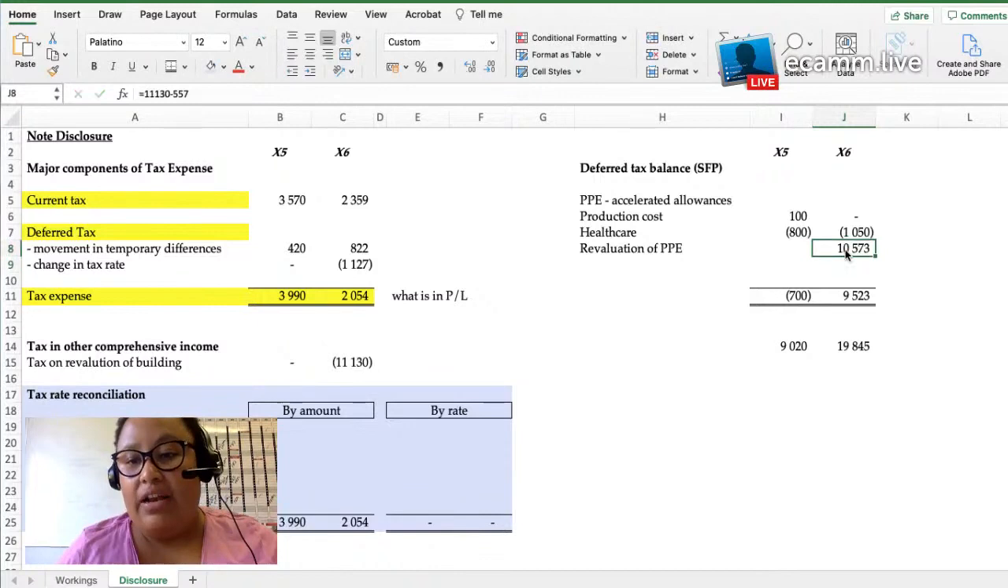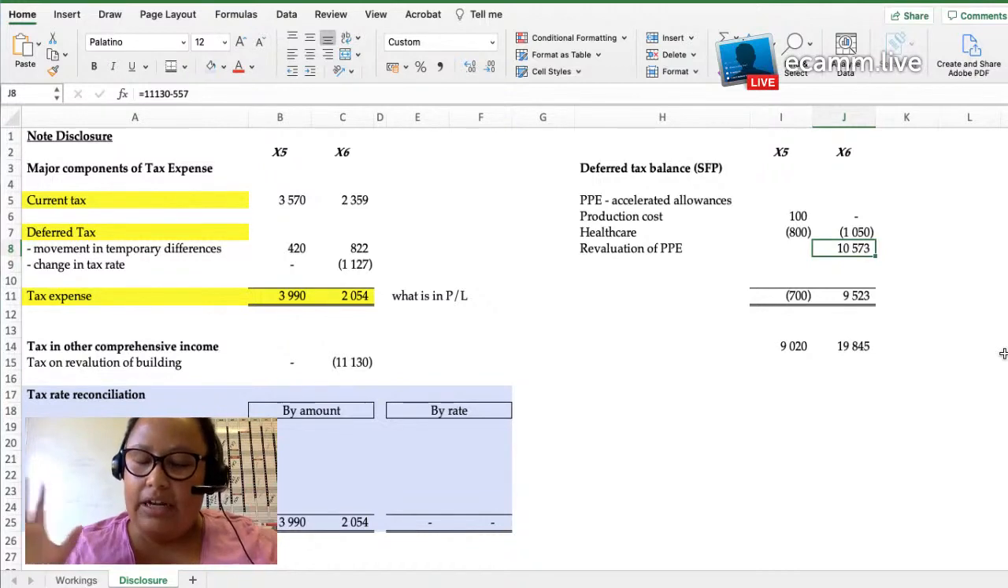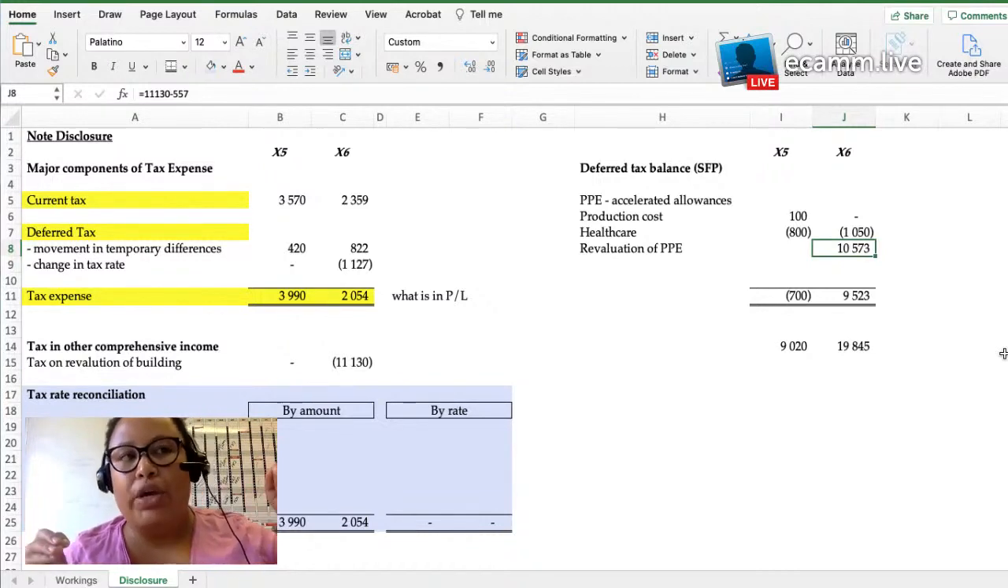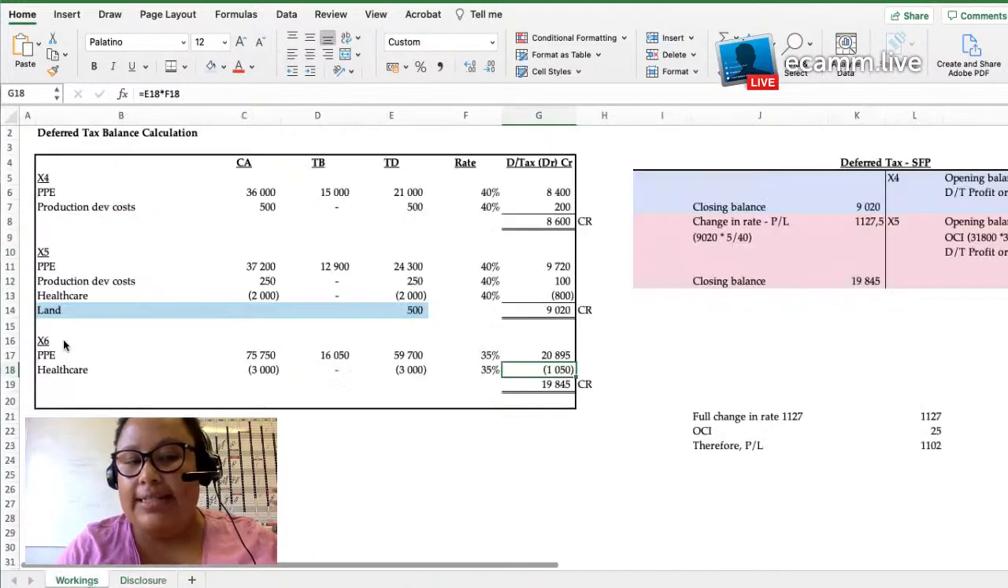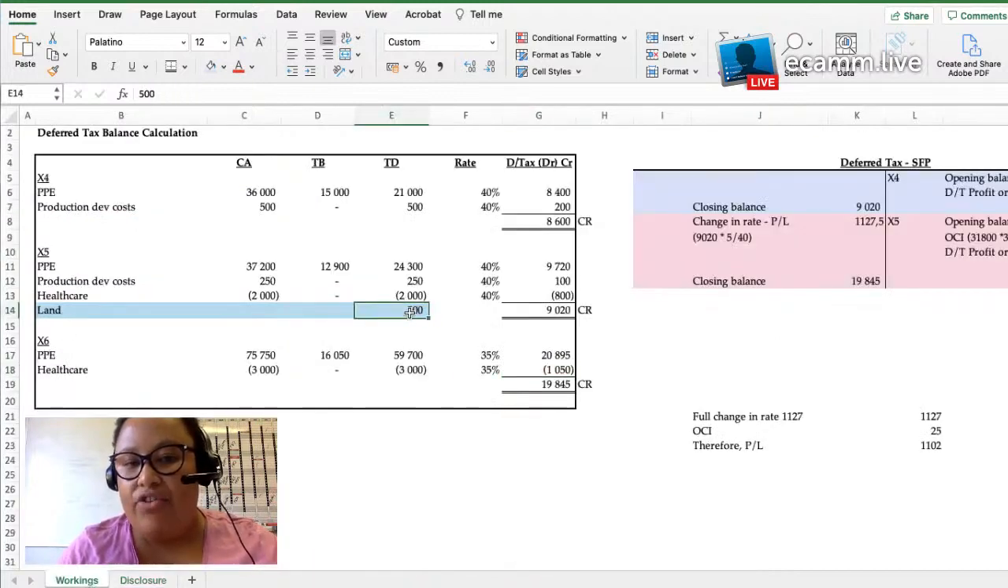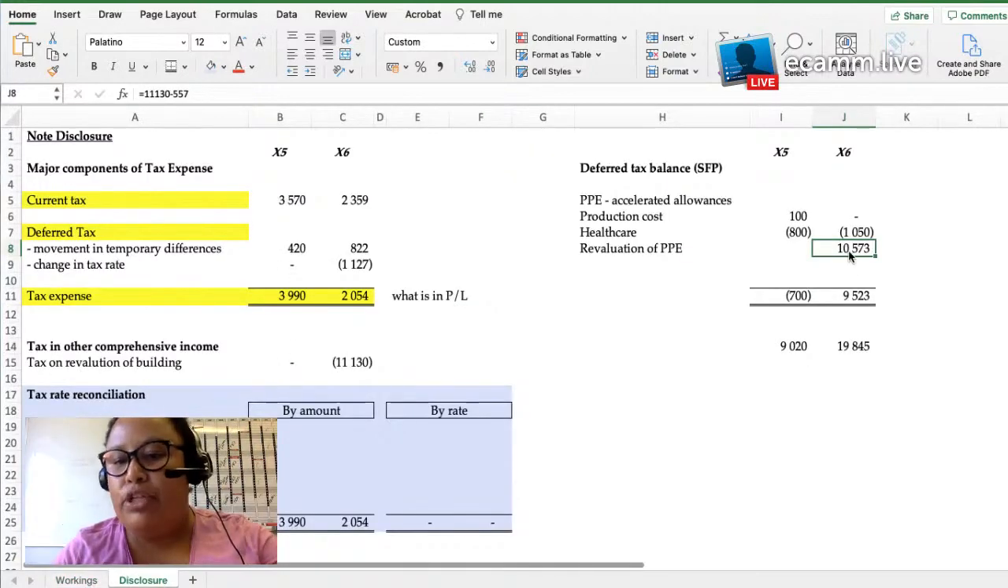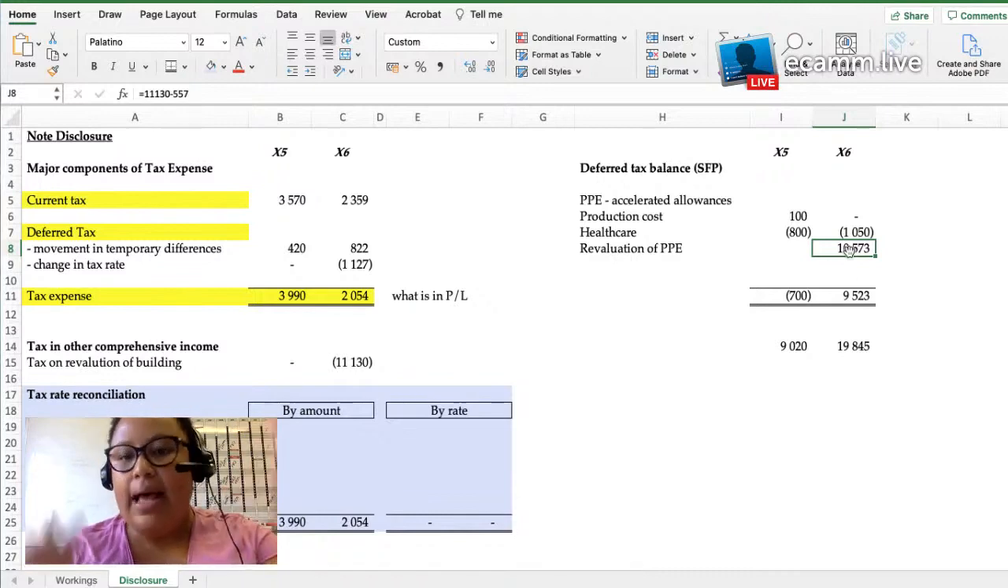So actually the revaluation of PPE was 10573. Now again, don't get too confused about this, because when you have your land revaluation, it's going to be easy, right? So let's say I had my land, which is 500 over here. I multiplied by 40%. That would have given me deferred tax of 200. So I can easily pull in 200 over there, right? But I don't have that in this illustrative example, so I'm just working with the numbers we've got.